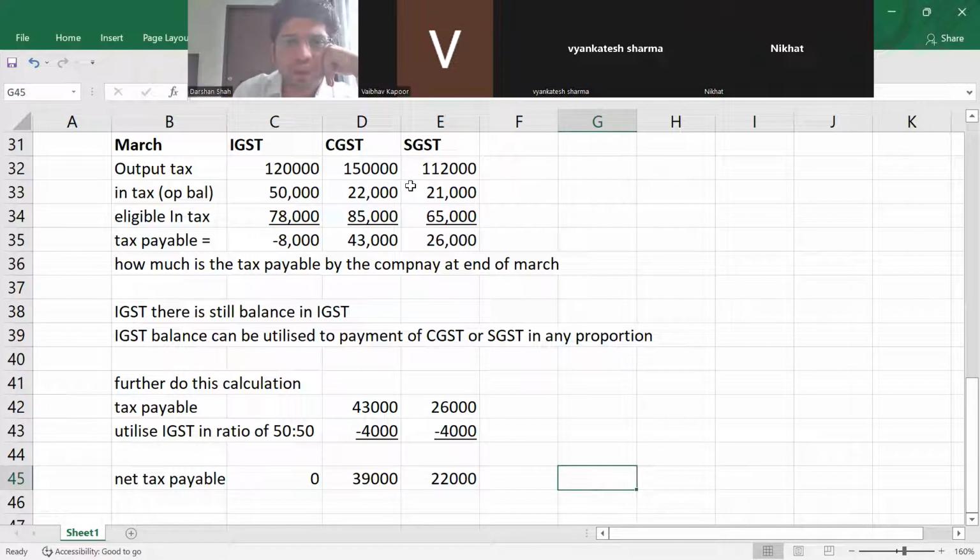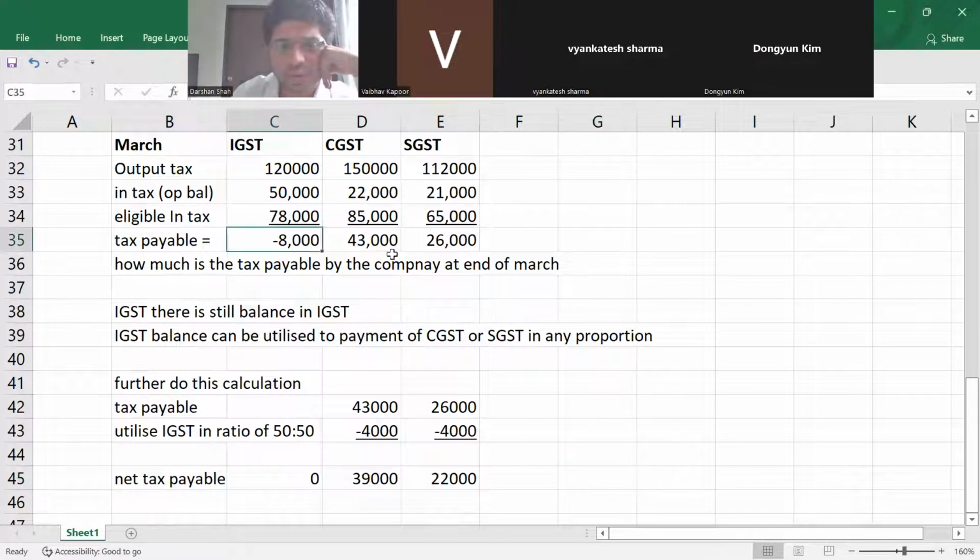Okay, so if all the balances came out to be negative, if this was -8, -4, -4, then we cannot do anything, right? Then that will be the opening balance for the next month. Always remember, if tax payable is coming out to be negative, I need to further utilize it.